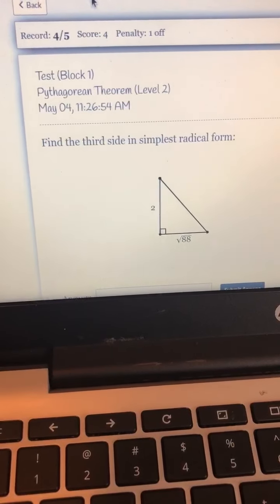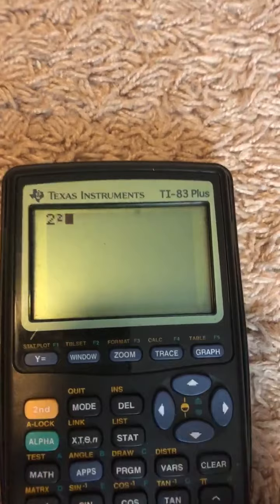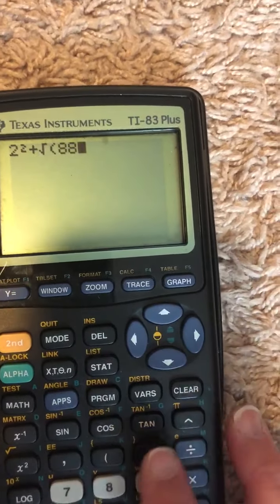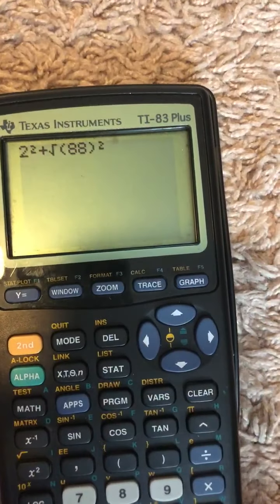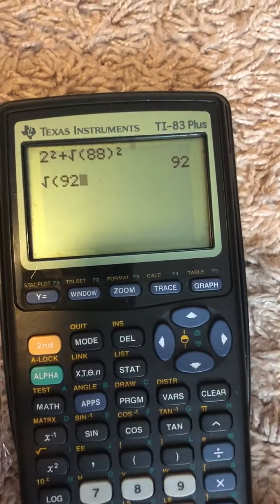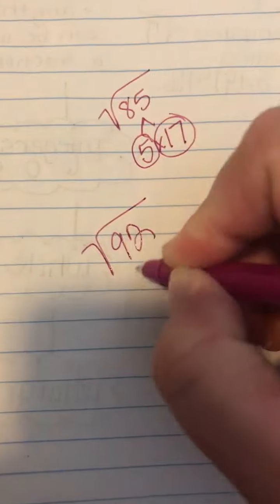This one, I'm going to be adding them because I'm looking for the hypotenuse. So I'm going to do 2 squared plus the square root of 88 squared. And then again, my last step is going to be to find the square root of 92. That's not a perfect square, so I just need to make sure that it doesn't simplify further.